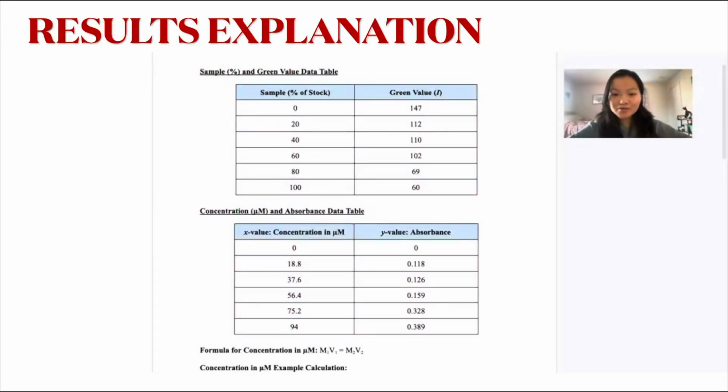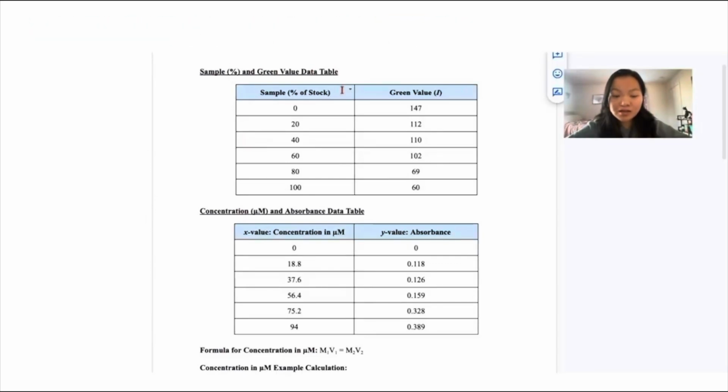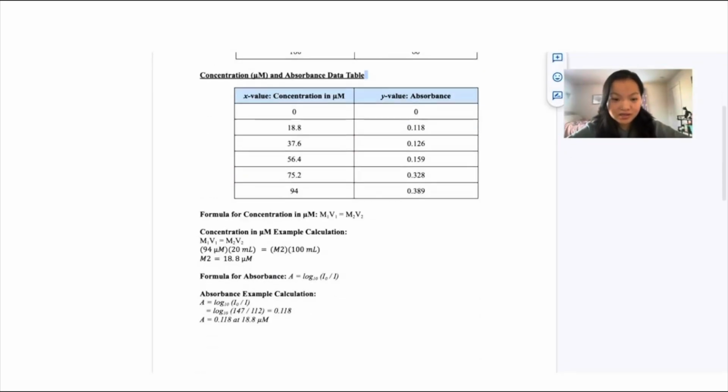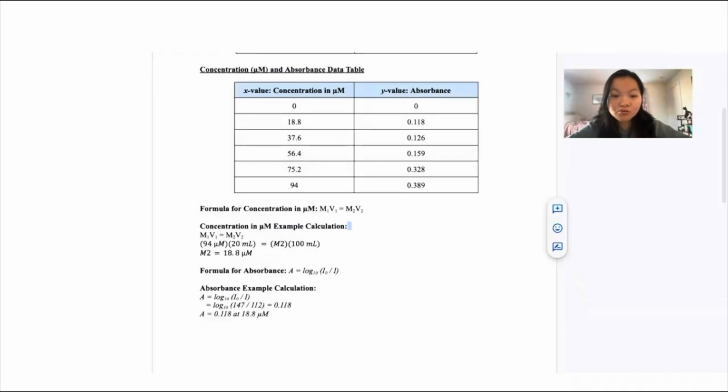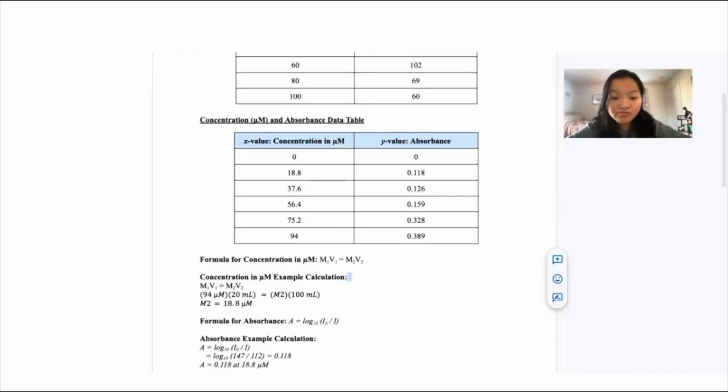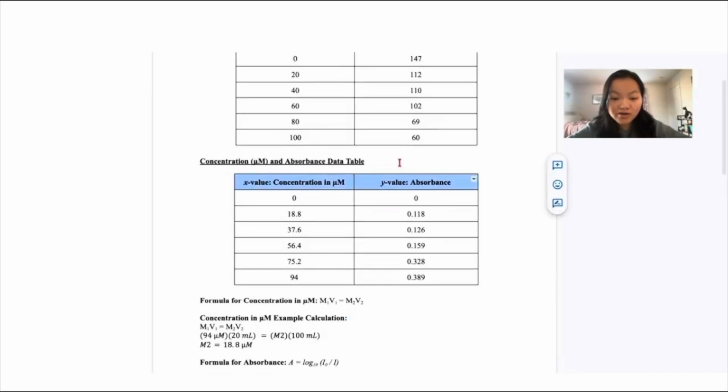Here is our data from our Red 40 lab experiment. So this first table illustrates our sample percent and green value data table. The sample percent represents the amount of stock solution, which for us was our vitamin water dragon fruit C drink, in each solution, and the green value represents the variable I, which was determined experimentally using our homemade spectrophotometer. This second table represents our concentration in micromolars and absorbance data table. We found both of these values as X and Y values using the formulas given in the lab instructions.